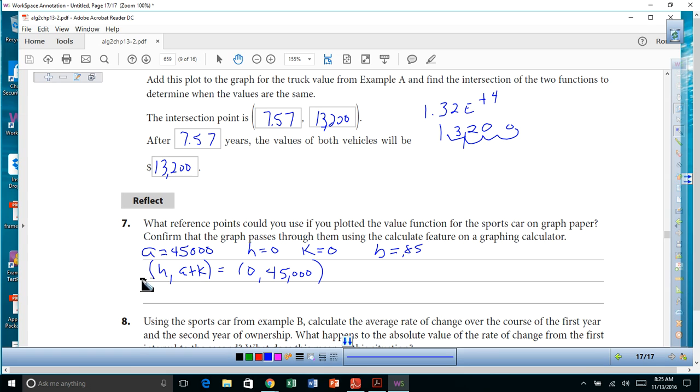Okay, and then we could have used H minus 1, and then A over B plus K, right? And that would have given us negative 1 and 45,000 over 0.85 plus 0. That would have given us 52,541.